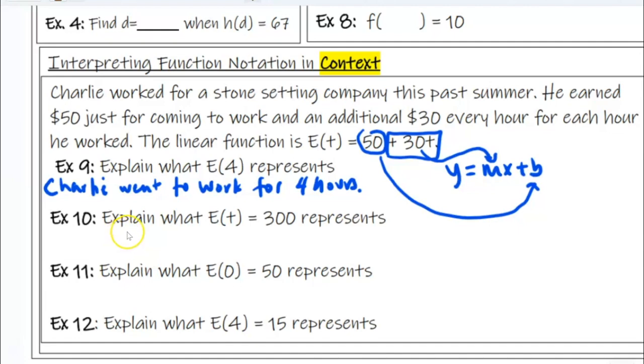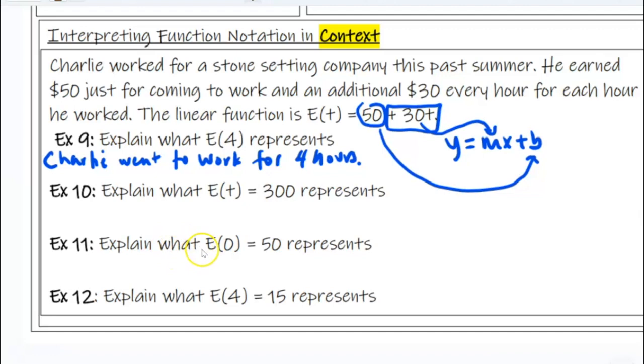So you see if you can tell me what E of t equals 300. So this time it's not the input, but it's the output. So what does the output 300 mean in the context of this problem? So when you're doing context problems, make sure you're using the words in the context problem. So you see I use the word Charlie, and it's about going to work. So make sure that you're including that in your sentence. All right, I'm going to do this one, and then you're going to do that one.